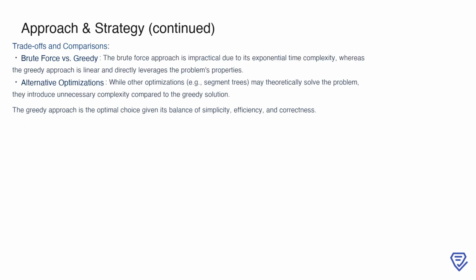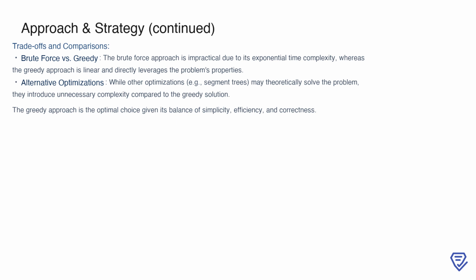When comparing the brute force and greedy approaches, the differences in efficiency and practicality are stark. The brute force method is computationally prohibitive, with an exponential time complexity that makes it unsuitable for all but the smallest inputs. In contrast, the greedy approach operates in linear time, making it far more efficient and scalable. While there are potentially other methods, such as using segment trees, these alternatives often introduce unnecessary complexity without providing significant benefits over the greedy solution.